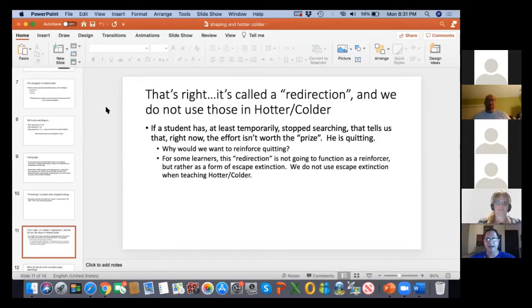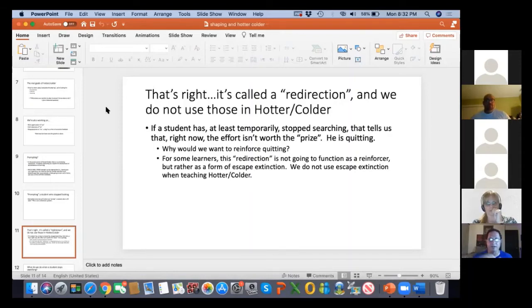So what do I do instead of a redirection? If a student has at least temporarily stopped searching, that tells us right now the effort isn't worth the prize. Whether he looked for way longer than usual before stopping, or gave up immediately, whatever, he is quitting right now. He has quit this one. So the question then would be, why would we want to reinforce quitting? We don't want to reinforce quitting. So we don't want to make it easier for him after he stops looking, right?